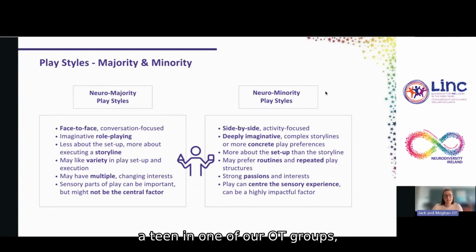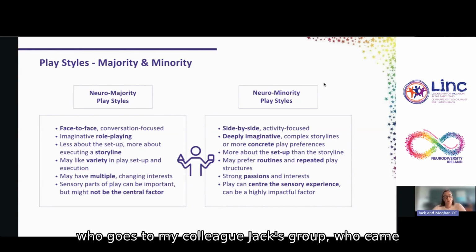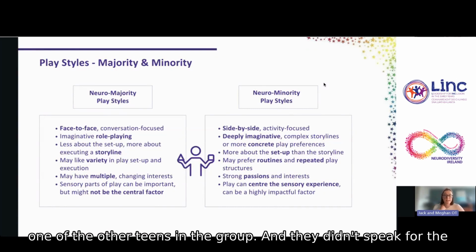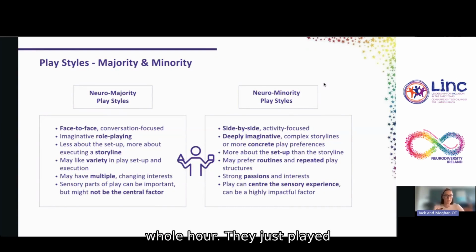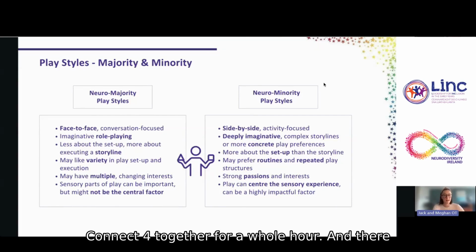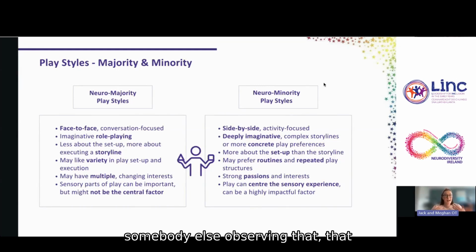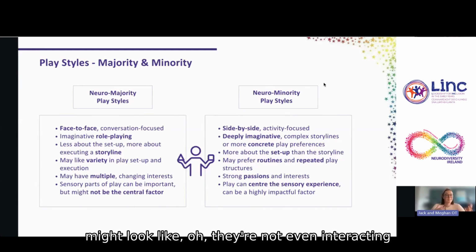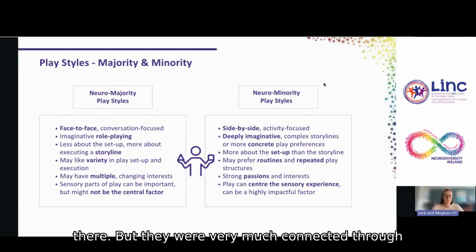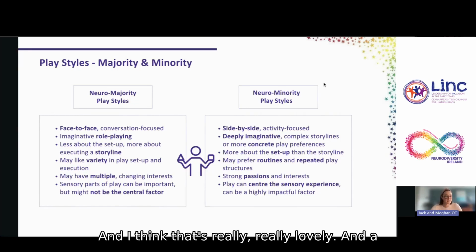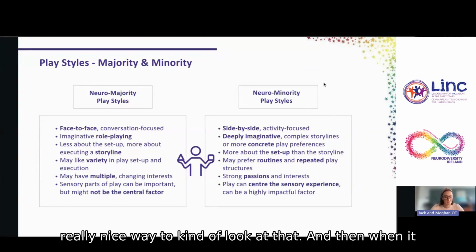We actually had a teen in one of our OT groups, who goes to my colleague Jack's group, who came to our groups and played a Connect 4 game with one of the other teens in the group, and they didn't speak for the whole hour. They just played Connect 4 together for a whole hour. There was no conversation, and when he was picked up by his parent, he said, "Oh, I've made my first friend." So to somebody else observing, that might look like, oh, they're not even interacting there, but they were very much connected through that shared enjoyment in that game and activity. And I think that's a really nice way to look at that.